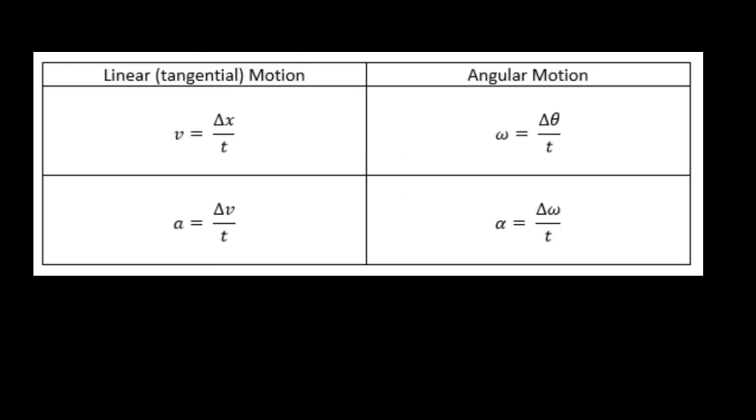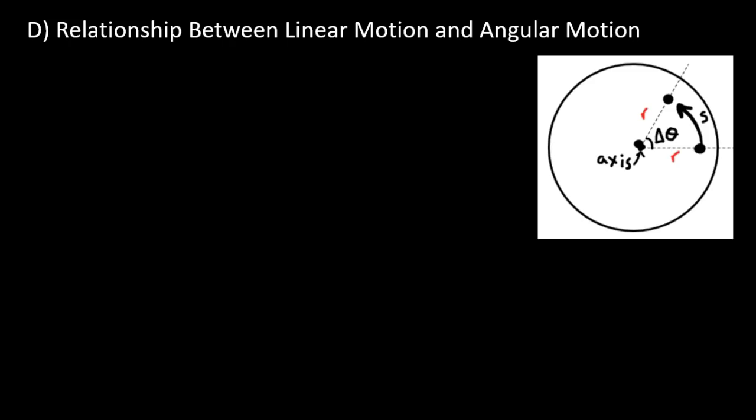Here's a nice little table kind of showing our cousins. Our old linear average velocity to our new angular average velocity, and the old version of linear or tangential acceleration to angular acceleration. They look very similar. They're defined now in angle form, of course, but in very similar ways.